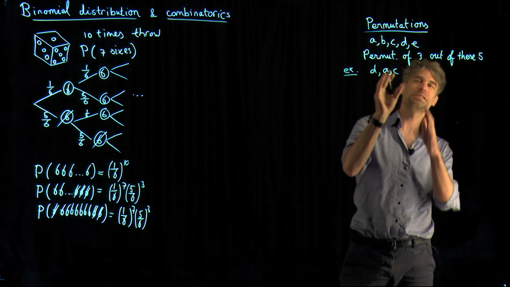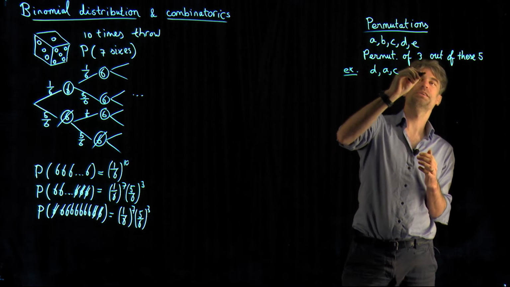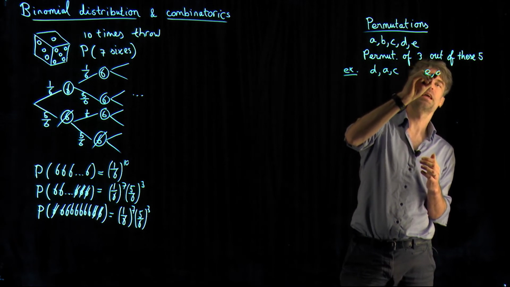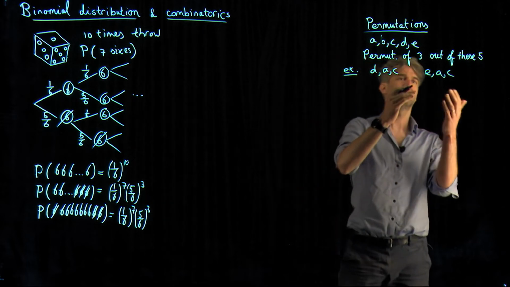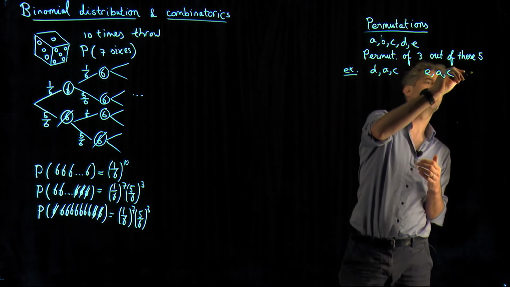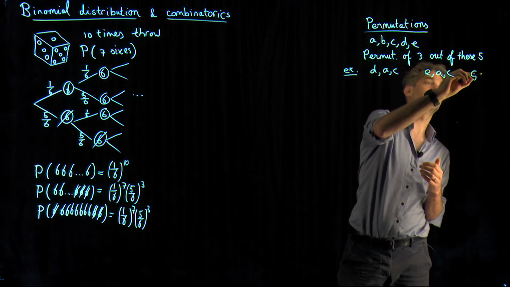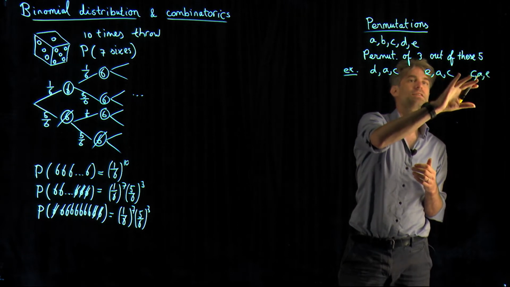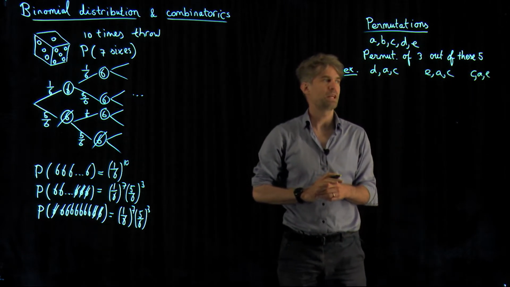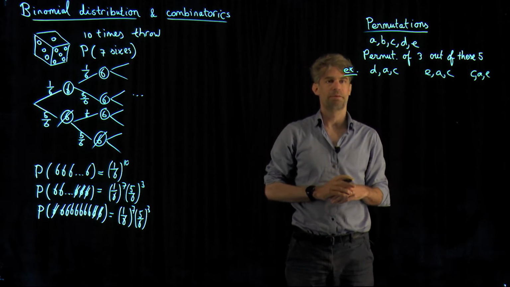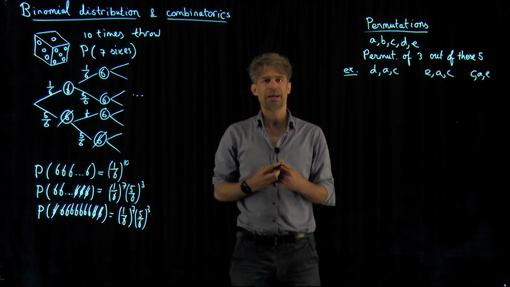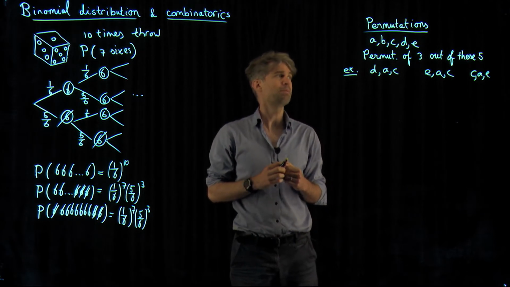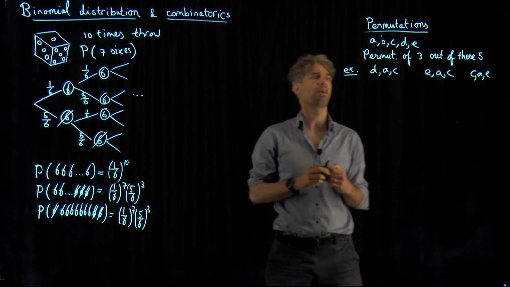Let's separate them well enough. So another one could be E, A, C. I say ordered, so definitely this one, where I change the order, is different. This is a different permutation than that one. So these are permutations, and now I'd like to count them. So how many permutations of 3 out of 5 are there?